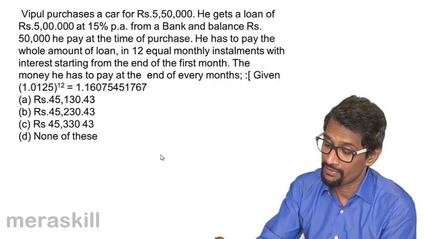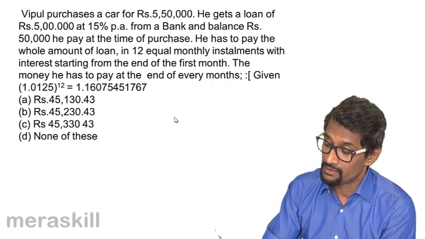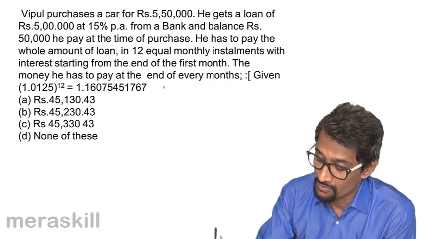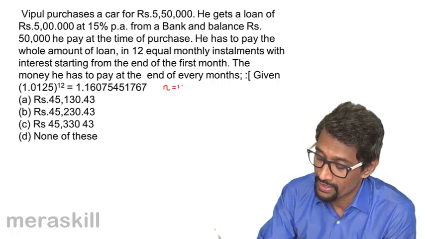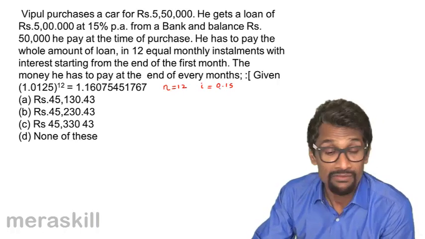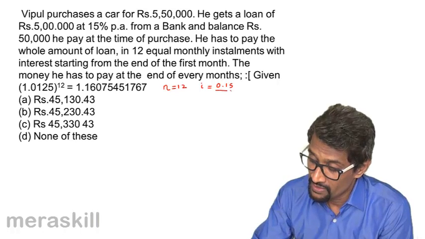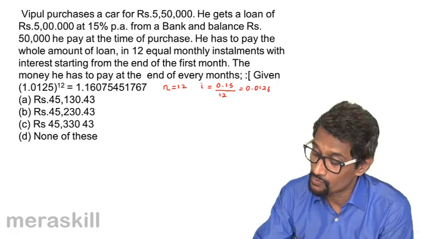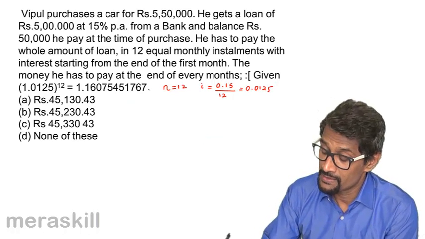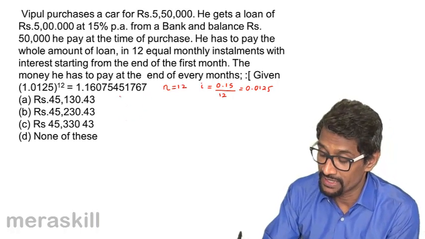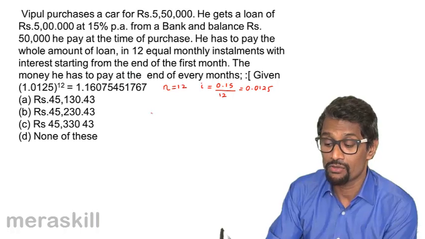So you have here at the end 12. So there are 12 equal monthly installments, so n is equal to 12 and i would be 0.15, that is 15% per annum, divided by 12, which turns out to be 0.0125, which means he has to pay the money at the end of every month. So that means we need to find R. Again, it's a case of loan.